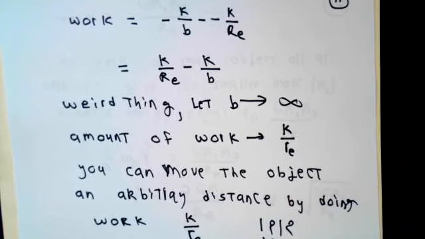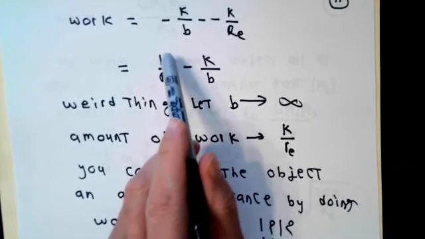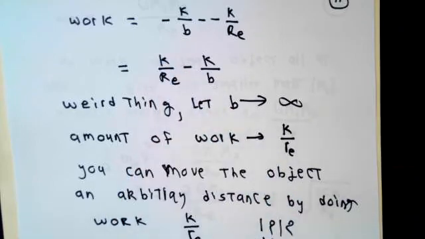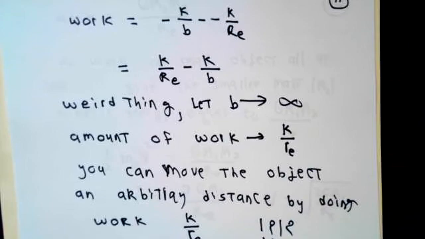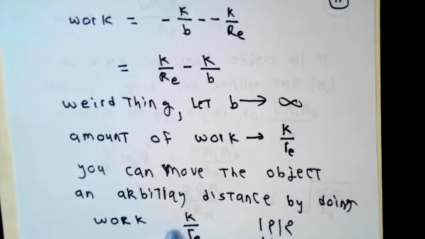And here's where things begin to get a little weird. If I let the b tend to infinity so that I'm making the object go further and further away, the amount of work, well, this doesn't depend on b. And as b tends to infinity, this tends to 0. I can move this object an arbitrarily large amount away from the center of the Earth just by giving it this much energy.